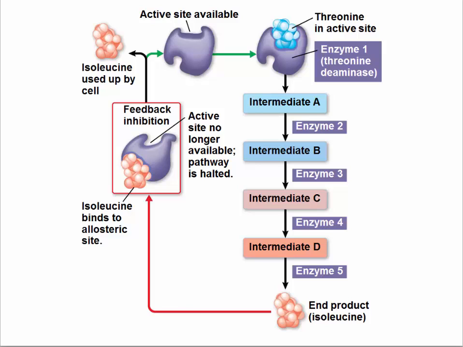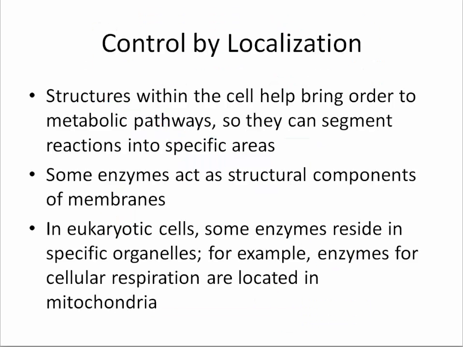So now the active site is no longer available because the pathway is halted. It's no longer nice and flat like a bed, but it's all curved up. And so the isoleucine is used up by the cell. And then once there's no more isoleucine, then that allosteric site will be empty. The enzyme will reconfigure into its regular shape, and threonine will bind to it, and you'll get more isoleucine again. So that's just how a pathway would work for this.